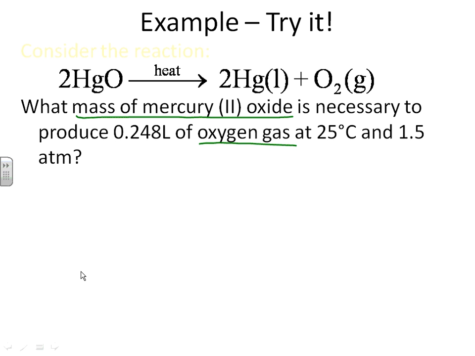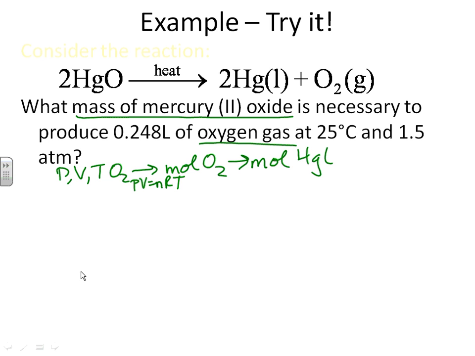So just road mapping this first, I'm going to use the pressure, volume, and temperature of O2 to get moles of O2 using PV equals nRT. Once I have moles of O2, I'm going to turn that into moles of HgO using the coefficients, because that's what coefficients do. They let me turn moles of one thing into moles of something else. And once I have moles of HgO, I'm going to turn that into the mass of HgO using gram formula mass, because that's what gram formula mass lets you do. So this is the roadmap for the problem. I'm starting with the oxygen because I know more about it. I'm not going to start at the mercury 2 oxide because I don't know anything about it.